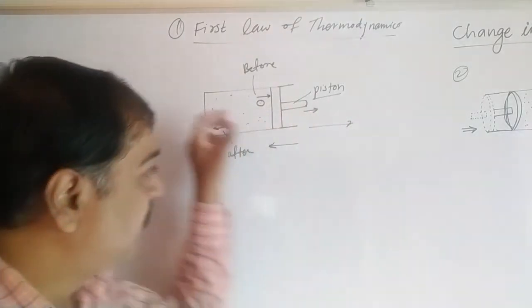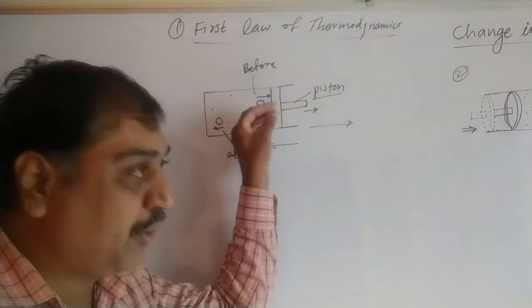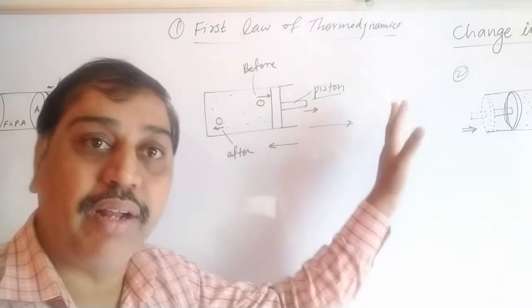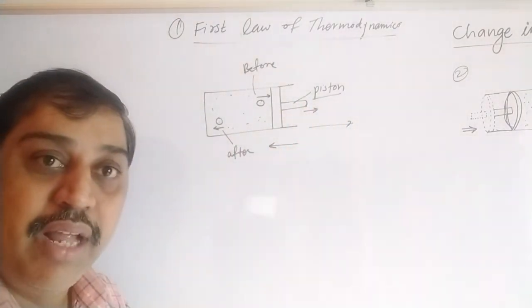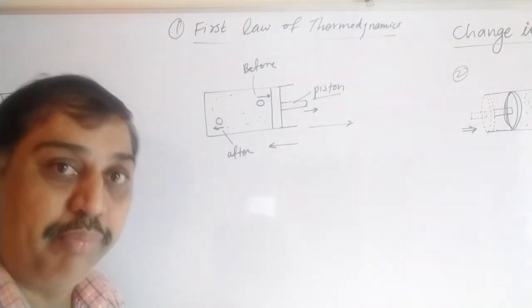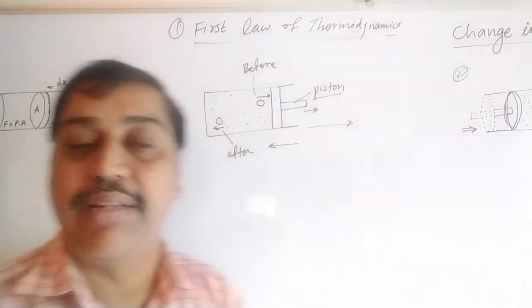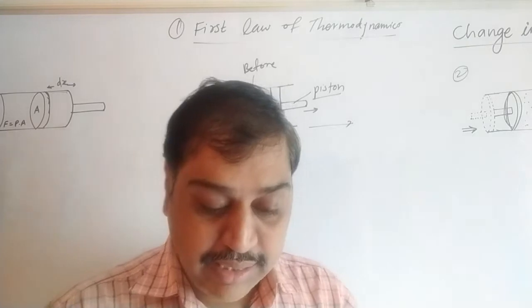Piston moves outside, so the gas molecules exert a pressure on it and they do positive work. Opposite to this, if the piston moves inside, the gas molecules exert negative work because they are compressed. So that is nothing but a negative work done by the gas molecules.